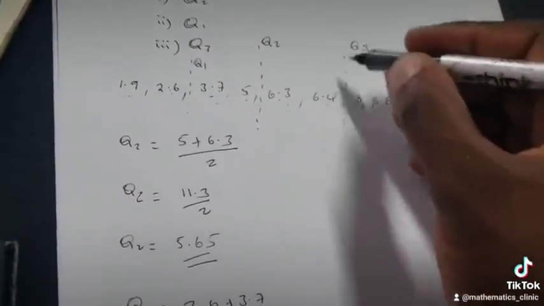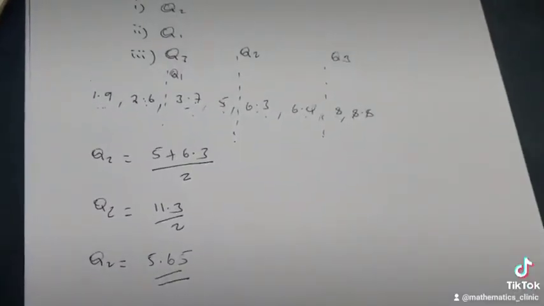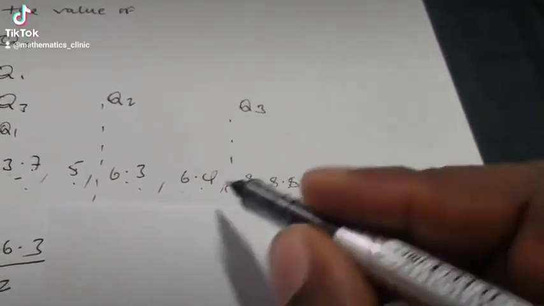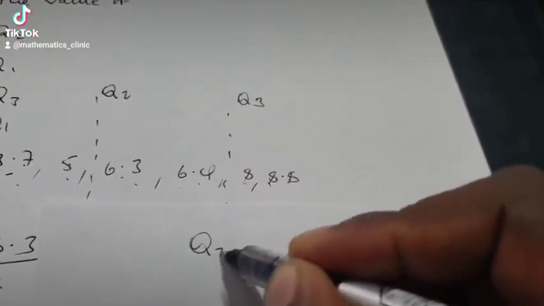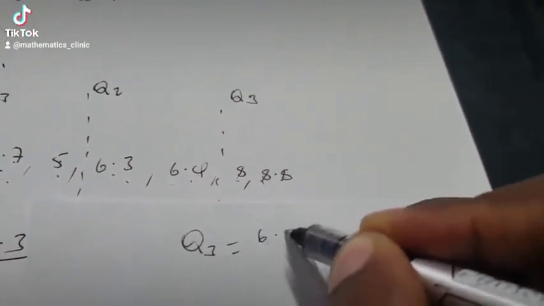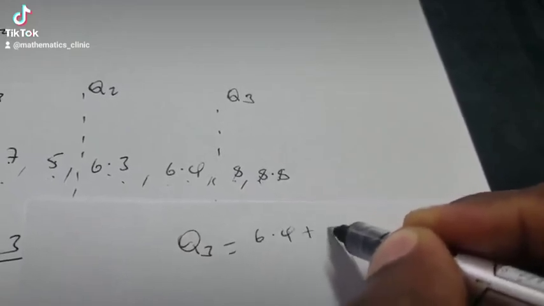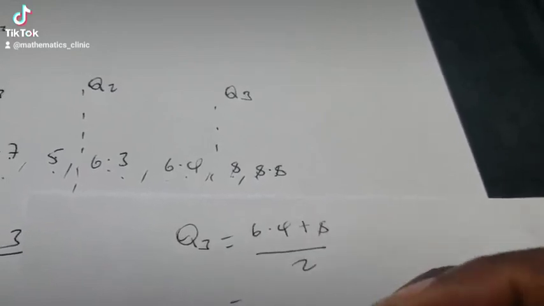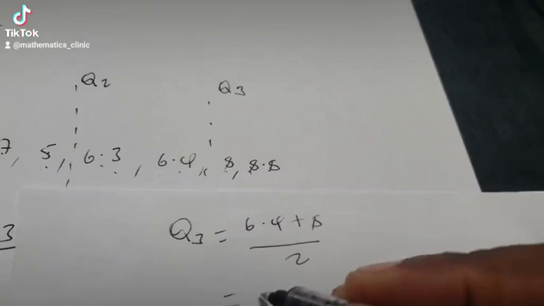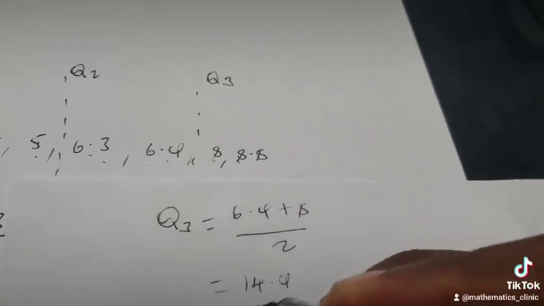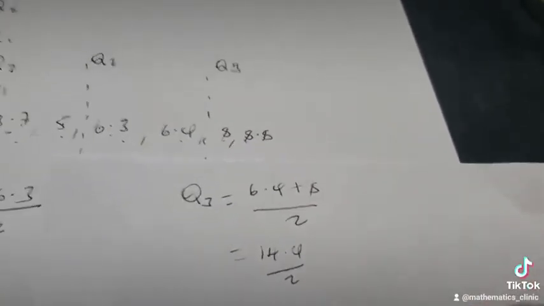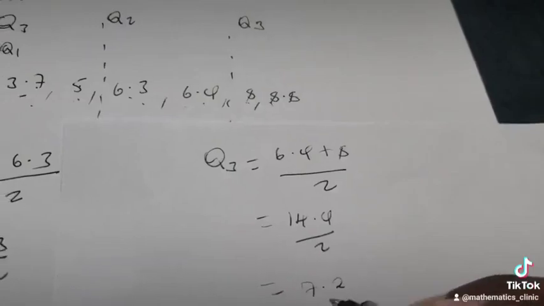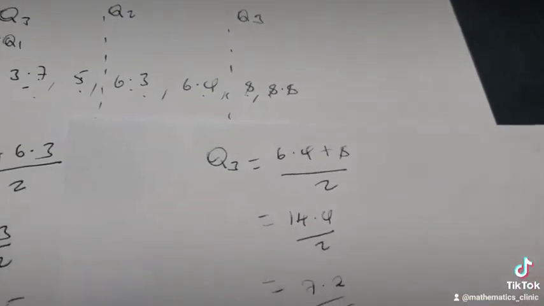So how do we find the upper quartile? For the upper quartile, we are going to say Q3 is equal to 6.4 plus 8 over 2. Then we have 14.4 over 2, which will give us 7.2. 7.2 is our answer.